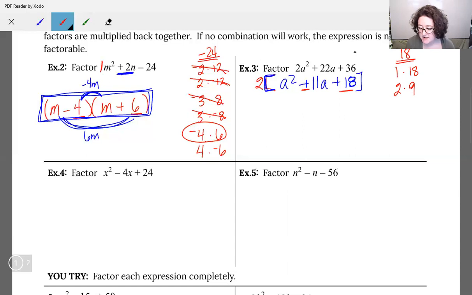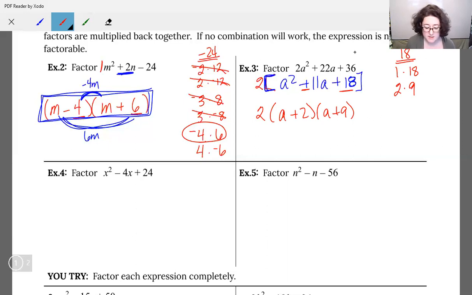I have 2 times 9. Well, wait a second. 2 times 9 gives me an 18. 2 plus 9 gives us the positive 11. So that's actually my factoring. So I have an a plus 2 and an a plus 9. And I copy down the 2 that my GCF was that I took out in that first step.